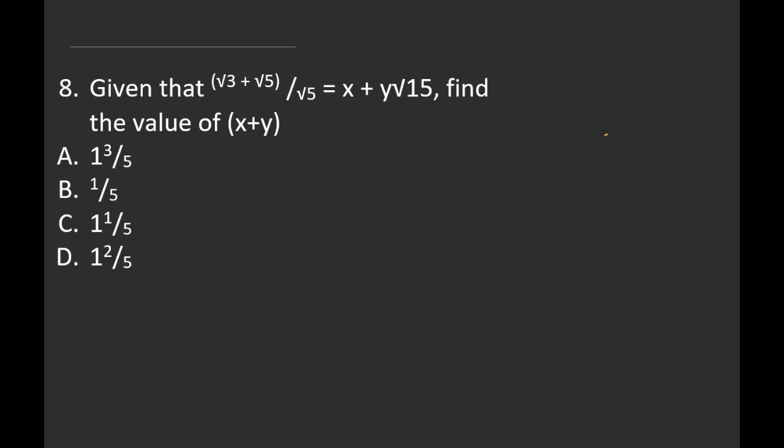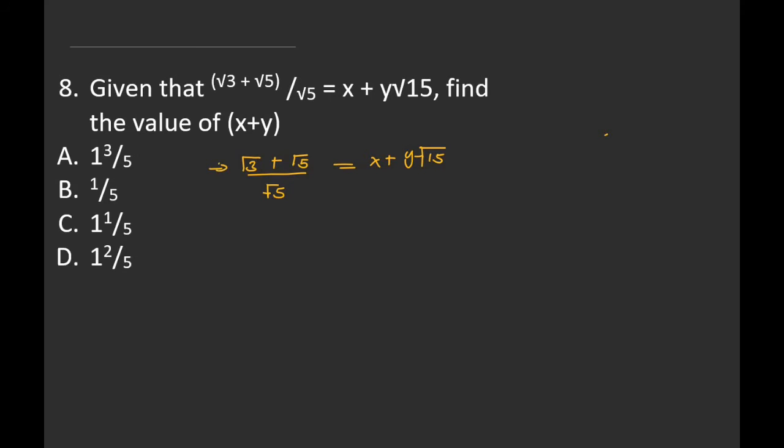Okay, question 8. Given that root of 3 plus root of 5, all divided by root of 5, is equal to x plus y root of 15, find the value of x plus y. Now we can choose to solve the surd first: root of 3 plus root of 5, all divided by root of 5, equal to x plus y root of 15.